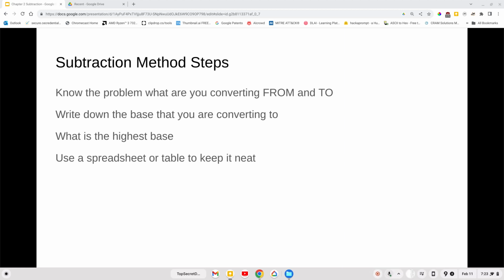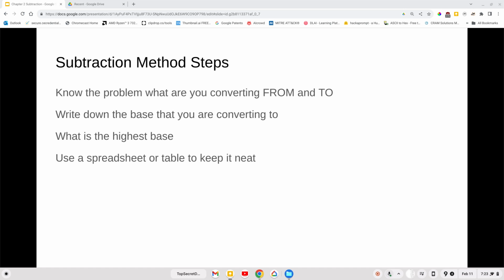Alrighty, let's give this a try. I am trying to demonstrate the subtraction method for converting bases. So the steps that I think I need to know include knowing what the problem is and what I'm converting from and to. Then I'll write down the base that I'm converting to, and then I'll try to figure out what the highest number in that base is that I need to start with.